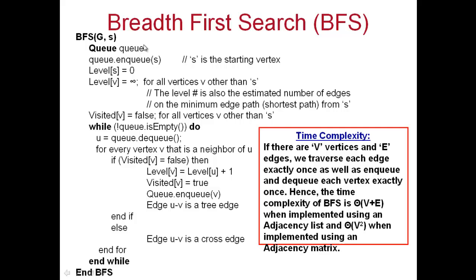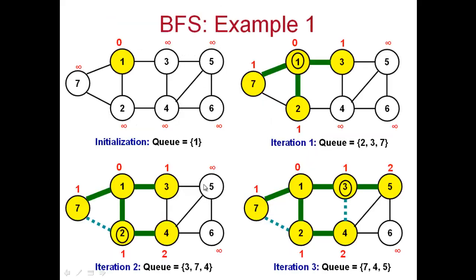And we're going to use a queue as a data structure to assist with this process. So I initialize that queue with the vertex I'm going to start with. That's why I put the vertex ID 1 here.